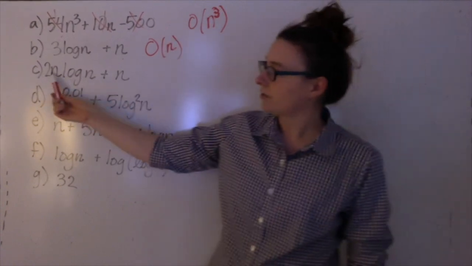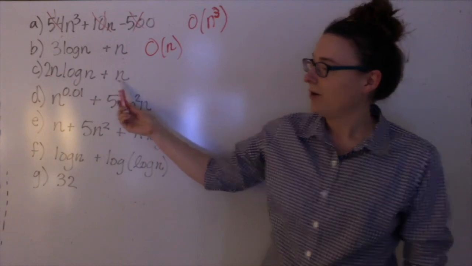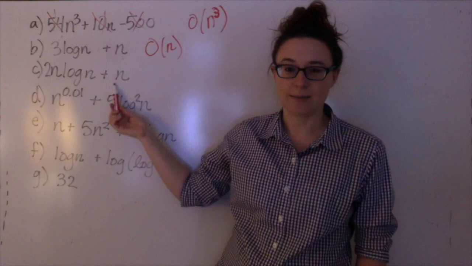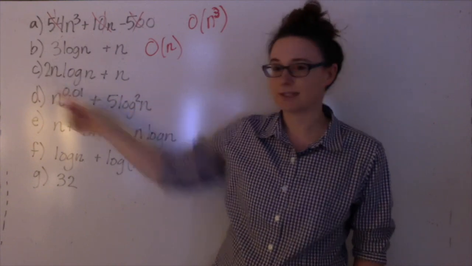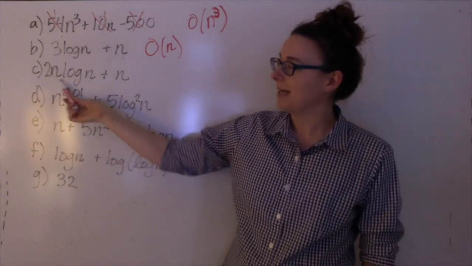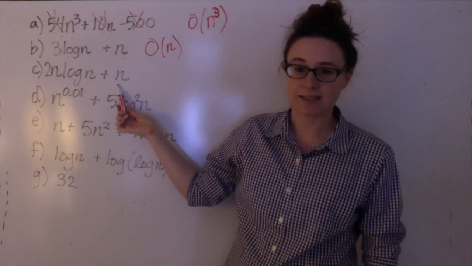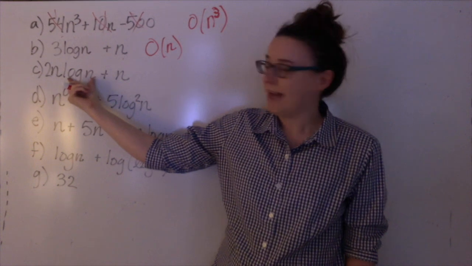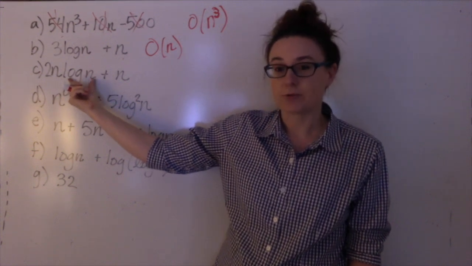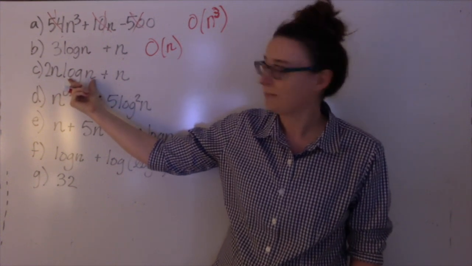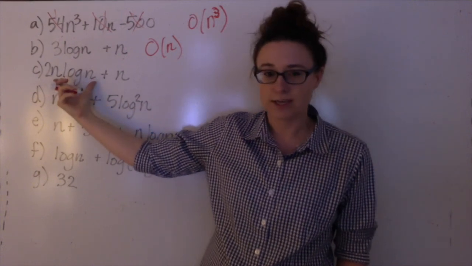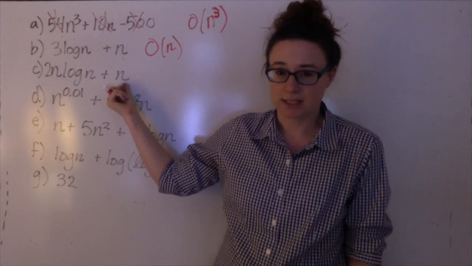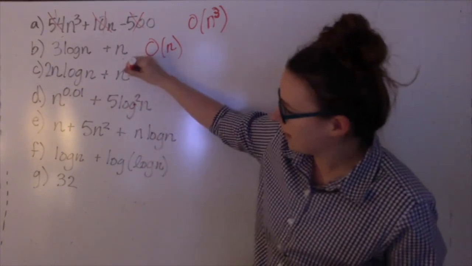The next function, 2n log n plus n. Here again, we have to figure out which one of these is the dominant term. Definitely we can get rid of the 2 because that's a constant coefficient. But between n log n and n, which one grows faster? Now, log n just by itself grows slower than n just by itself. But here we have more than just that. We have n times log n compared to n times nothing else. So you could think of this as being n times 1.